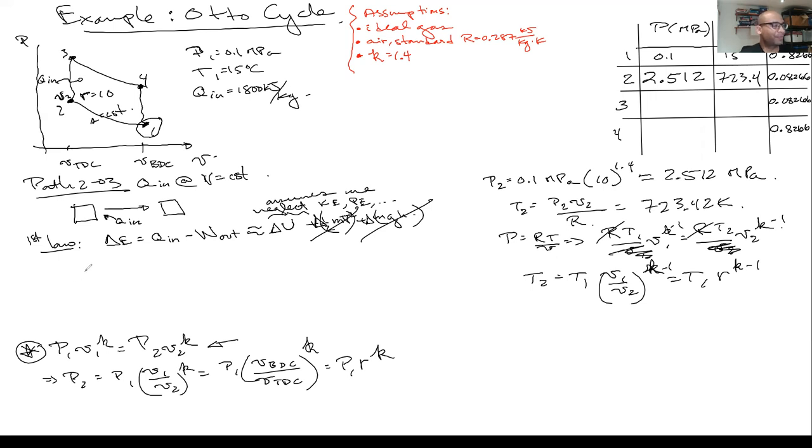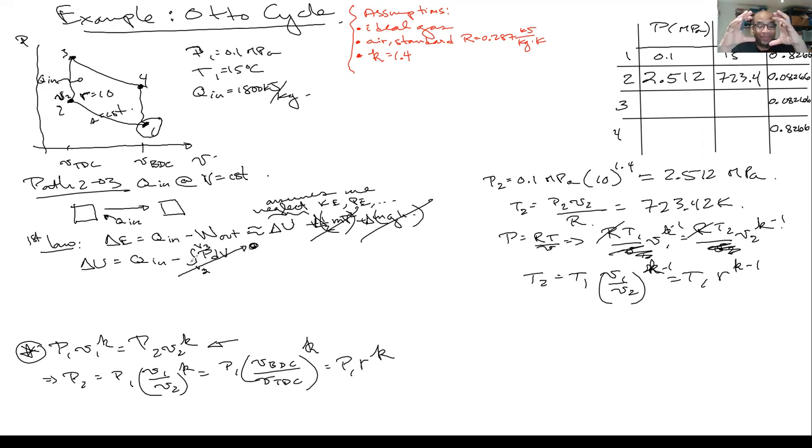For a simple substance, delta U is equal to Q in minus the work done by the system. A simple substance is one that I can only interact with through what we call boundary work, right? Through compressing it or allowing it to expand. That's the only way I can interact with that fluid. And the work done is then equal to the integral of P dV, where V is volume, from V2 to V3. Well, except the volume doesn't change, right? From 2 to 3, it's the exact same volume. So there is no work done.